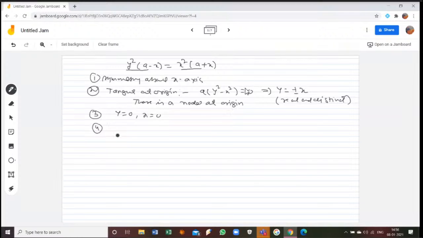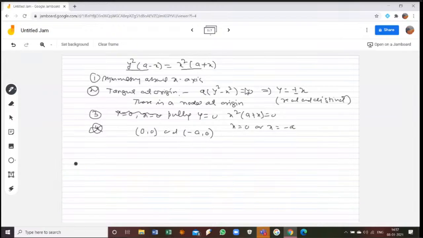Now next one, we come to this. Just put y is equal to 0. Putting y is equal to 0, you will get here x square times a plus x is equal to 0. So it means that x is equal to 0 or x is equal to minus a. So the point of intersection is 0, 0 and minus a, 0. This is the point of intersection with the x-axis.